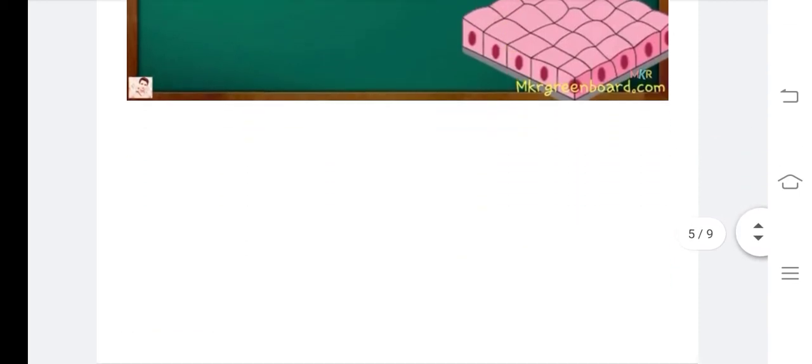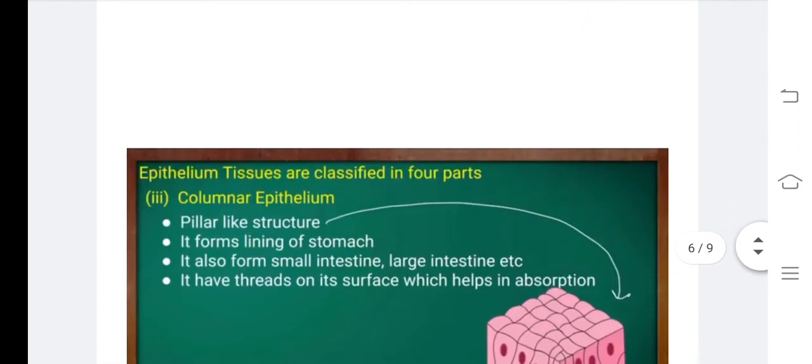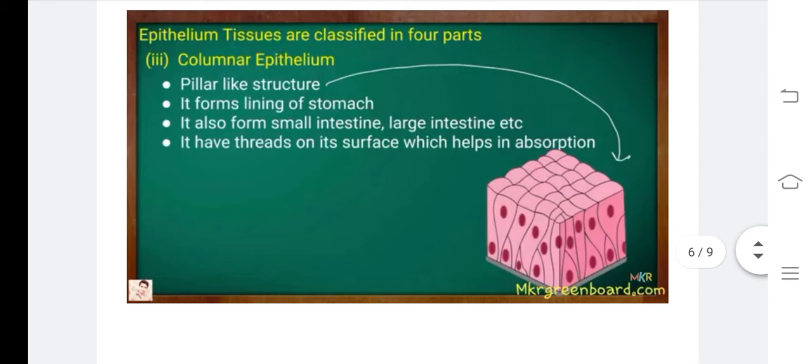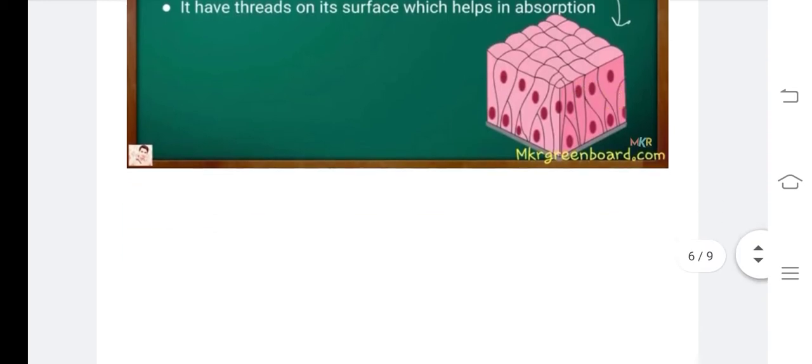I hope you understand, children. Next we move on to the columnar epithelial tissue. Just like columns when they are constructing a house, they are pillar-like structures. Where do we find it? The location is the lining of the stomach. It is also found in the small intestine and large intestine. They have thread-like structures on the surface of the cells, and they also help in absorption.